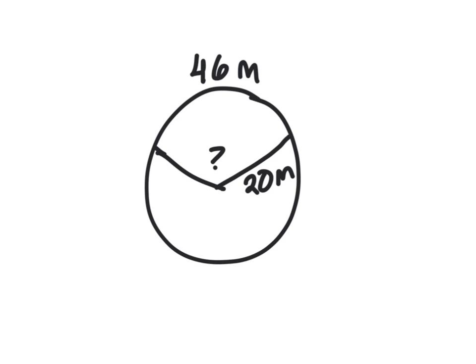See if you can figure this example out on your own. Once again, we're looking for the radian measure of this angle. We know the arc length is 46 meters and the length of the radius is 20 meters. Pause the video and give it a try.